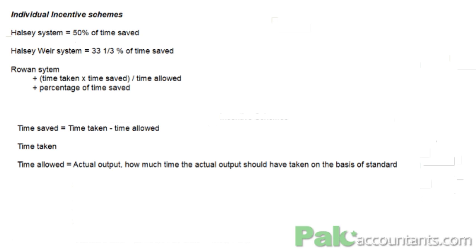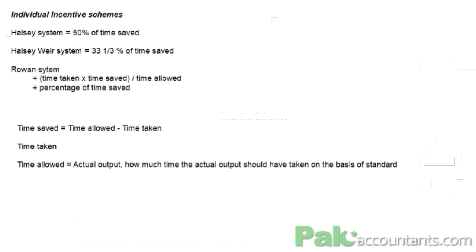Now, in all of these situations or all these methods, it should be time allowed minus time taken. Just a correction: if the time taken is more than the time allowed, then there will be no bonus and you will be paying a straight wage. There will be no incentive at all.